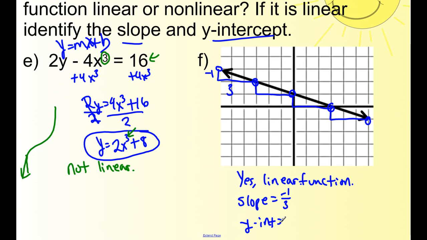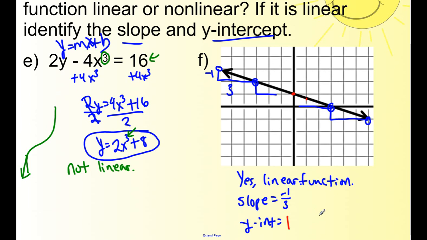The y-intercept is where the line is crossing the y-axis. Right there, our line crosses the y-axis, and that's where the y value is 1. So this function has a slope of -1/3 and a y-intercept of 1.